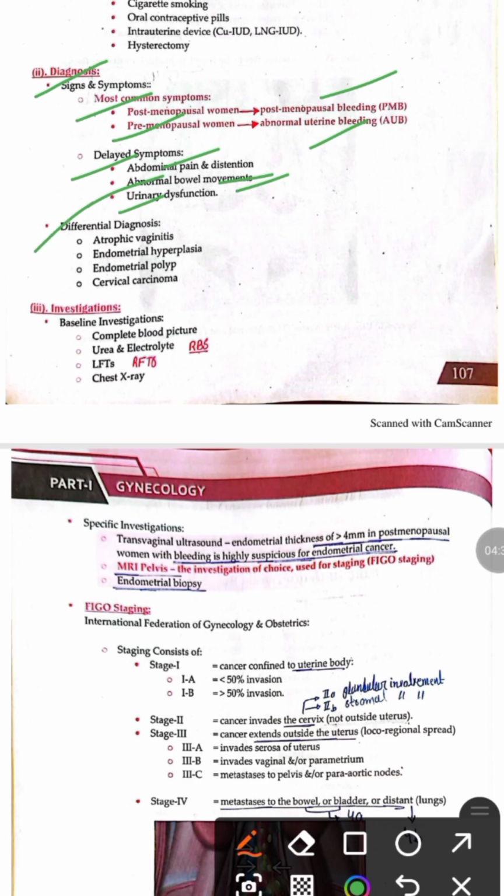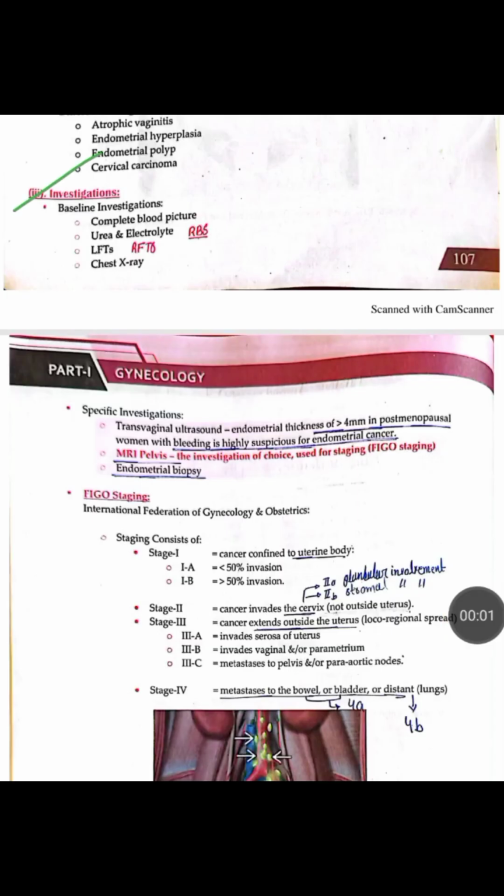The differential diagnosis of endometrial carcinoma includes atrophic vaginitis, endometrial hyperplasia, endometrial polyp, and cervical cancer. Next are the investigations done in case of endometrial carcinoma. First are the baseline investigations, which include complete blood count, urea and electrolytes, and liver function test in case of metastasis to the liver, and we also do a chest X-ray in case of metastasis to the lungs.